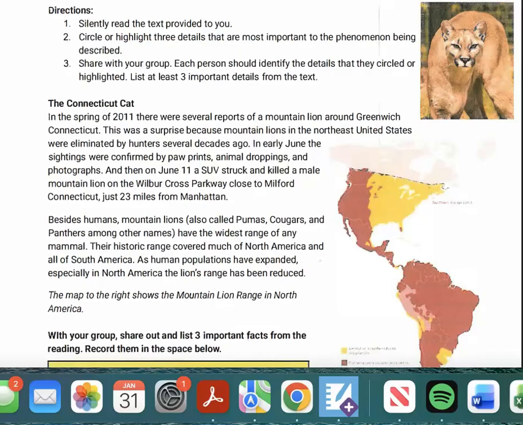But anyway, you need to write down three important facts from the reading. You can share those facts with your group. You're going to be given 5 minutes to do that. And as soon as your three things are written down, in 5 minutes, you're going to turn in your paper. So this is not something you're holding on to. And then we're going to start the next assignment. So you have 5 minutes.